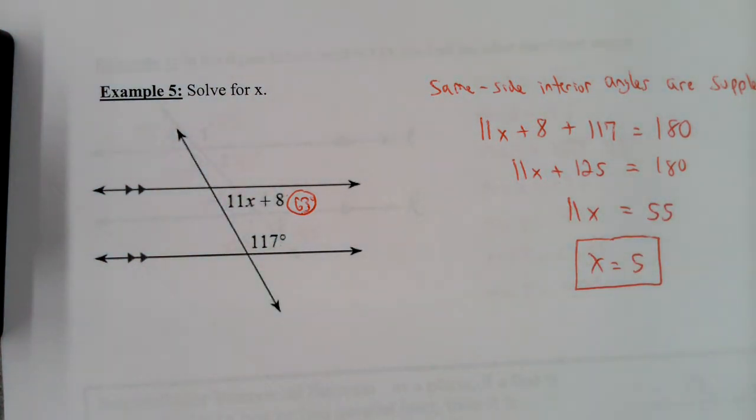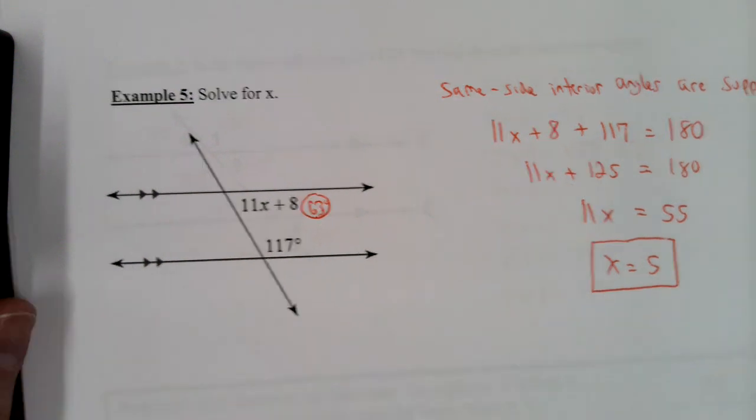And that is the conclusion of that lesson, angles and parallel lines. But you have to make sure that you definitely remember these 5 things.